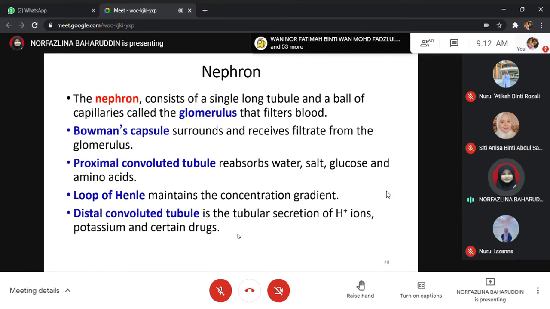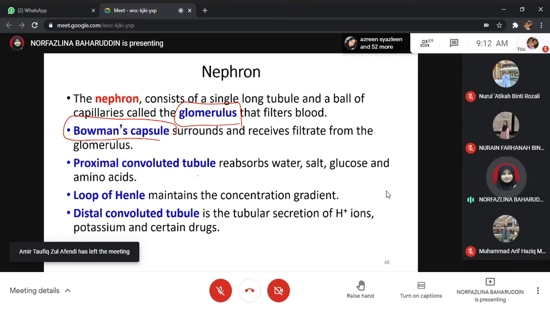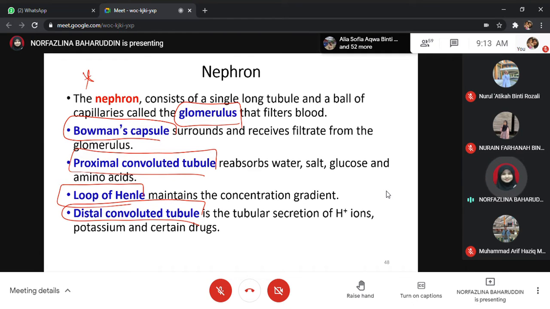Now nephron, you dah biasa kan dengan structure nephron kelas sekolah menengah belajar tak? Nephron structure? Belajar. So I'm sure you are familiar dah. Okay, so Bowman capsule, we have glomerulus, proximal convoluted tubule, loop of Henle, and distal convoluted tubule. Ini semua structure yang wajib you tahu. Okay, glomerulus, apa job dia? Bowman capsule, proximal convoluted tubule, loop of Henle, apa function dia?